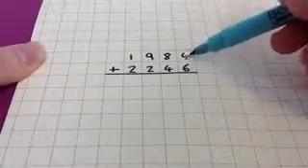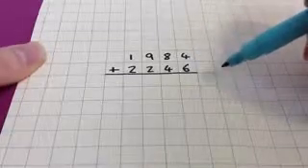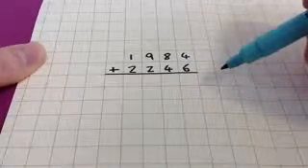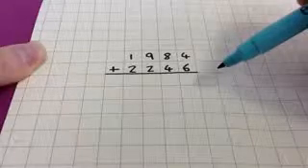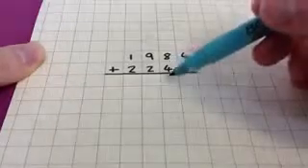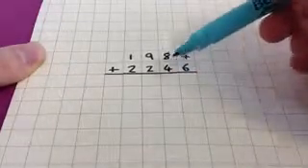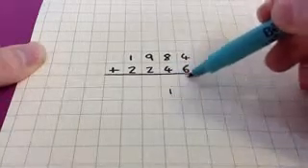We start by adding these two numbers together. 6 add 4, we know, is going to be 10. We need to carry the 10 because we can't write it here, as this will interfere with this column. So we carry the 10 and we'll leave the 0 here.